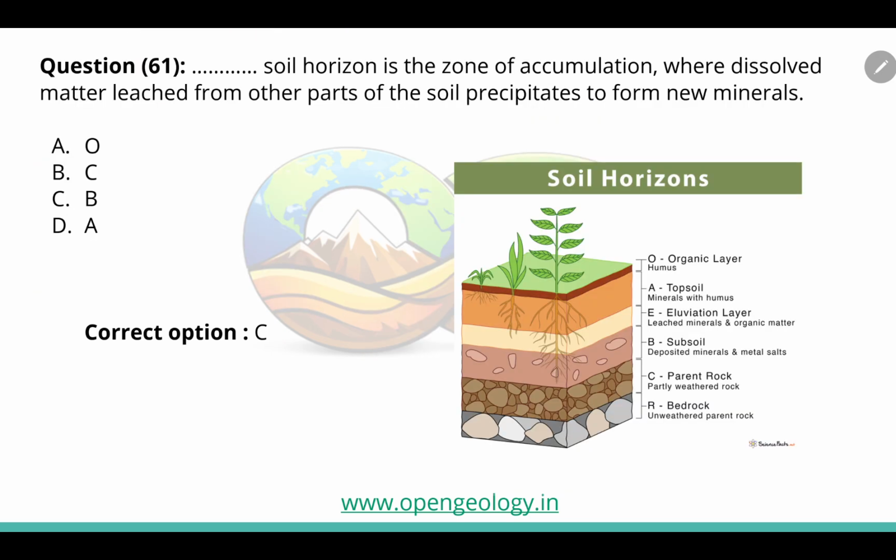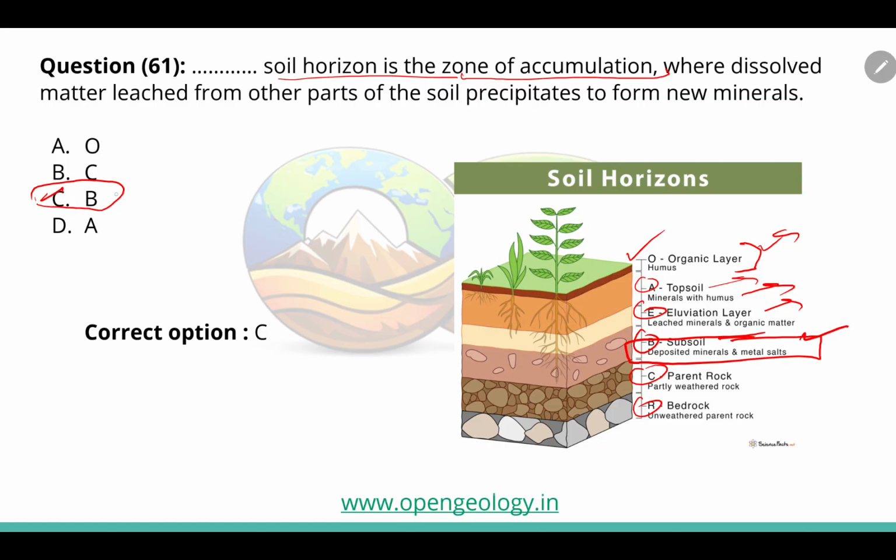Now let's say the question is: soil horizon is the zone of accumulation. There are different soil horizon zones: where the organic layer is present; A, which is topsoil, with minerals and humus; E layer, the eluviated layer; B, subsoil; C, parent rock; and the bedrock. Now the correct answer is subsoil, which has the deposited minerals and metal salts. So option C, which shows the B horizon. This is a typical soil profile. You should learn about this.